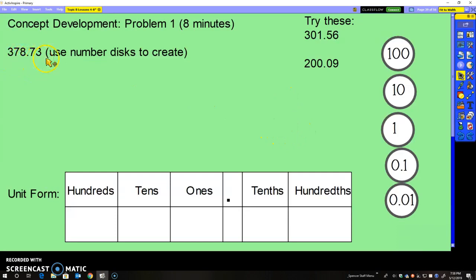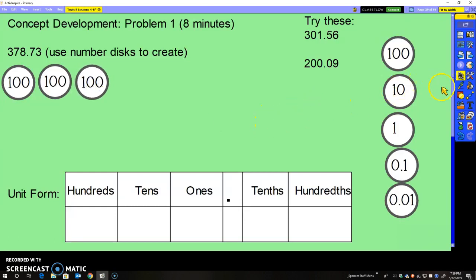Our first number we're going to be looking at is 378 and 73 hundredths. If I was making a place value or a number disc drawing of this, how many will need to be 100 discs? 3 of them. So write your 100 value, and you're going to need 3 that have a value of 100. As we go, we can fill in our place value chart. This number has 3 hundreds.